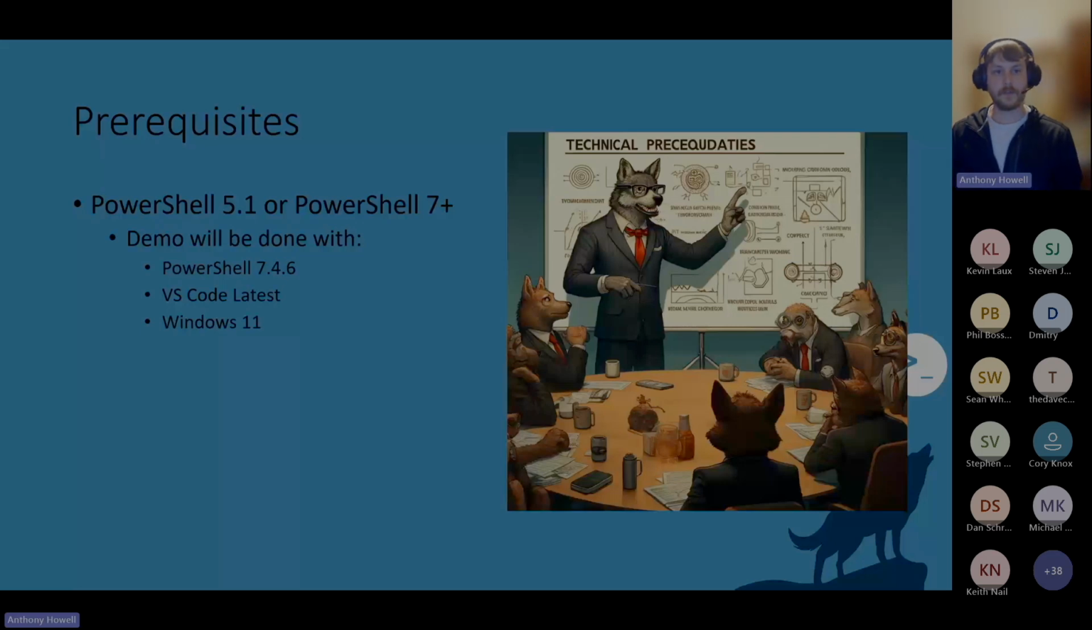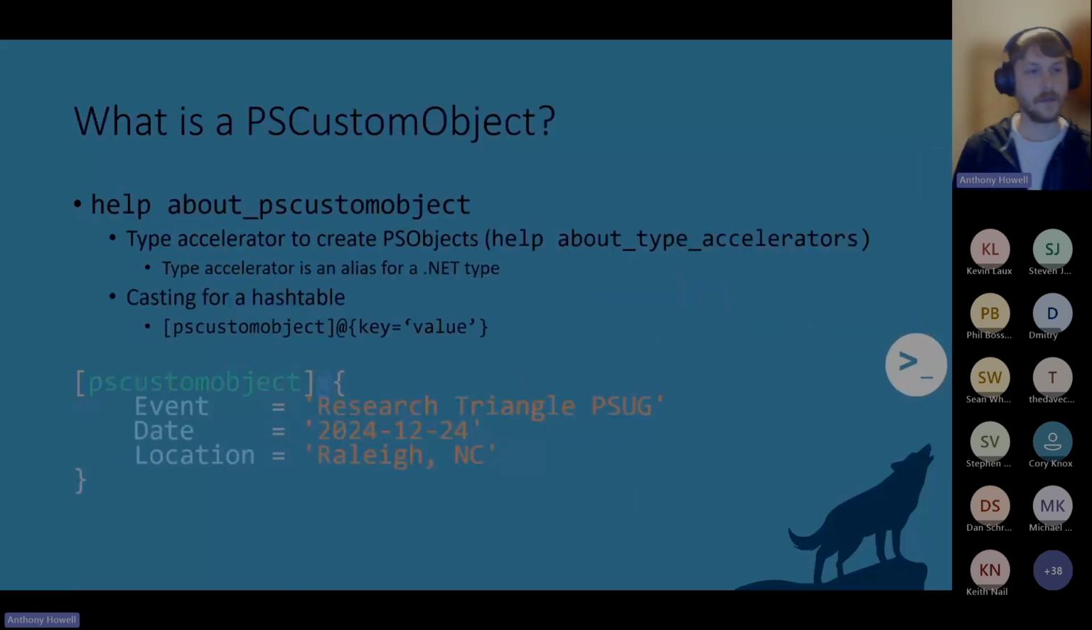So what is a PSCustomObject? Technically, if you want to get into technical terms here, we're all technical people, so this is important to get into. A PSCustomObject is a type accelerator. If you want to know what a type accelerator is, it's just an alias for a .NET type. So really, what a PSCustomObject is, you're typecasting a hash table, and it turns it into just a PowerShell object. And we'll get into several examples on how to create them besides just using this one example.